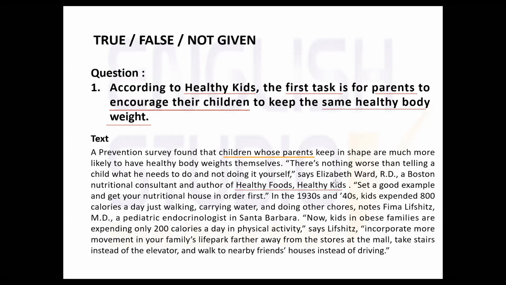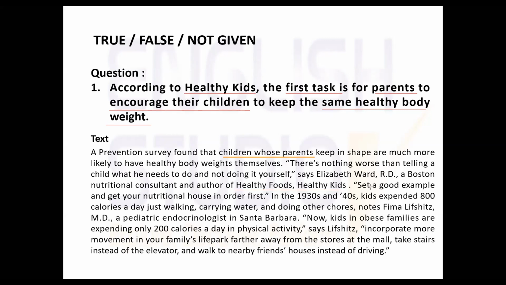Can anyone answer? Okay, the answer is that's a contradict statement. Here it says the parents' task is to encourage children to keep the same healthy body weight, while Healthy Kids, from Elizabeth Ward, says nothing is worse than telling your child what to do.